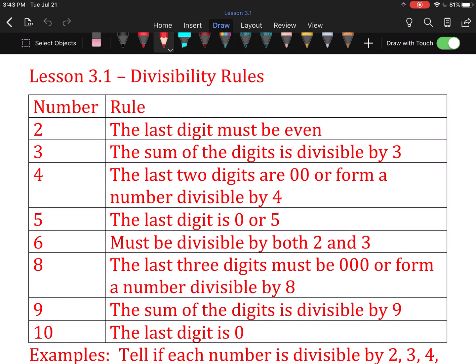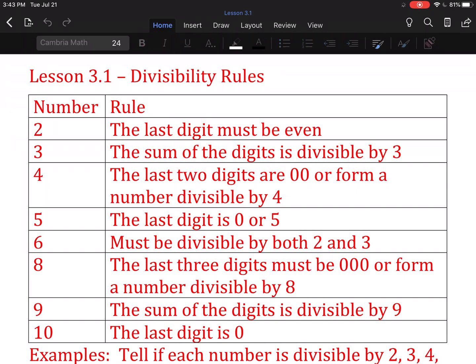The rule for 6 is simply that you must work for both 2 and 3. The rule for 8 is that the last three digits are either 0, 0, 0, or form a three-digit number divisible by 8. The rule for 9 is similar to 3 in that you add the digits up and say, can I divide by 9? And the rule for 10 is maybe the second simplest of them all, or the simplest. The last digit has to be 0.